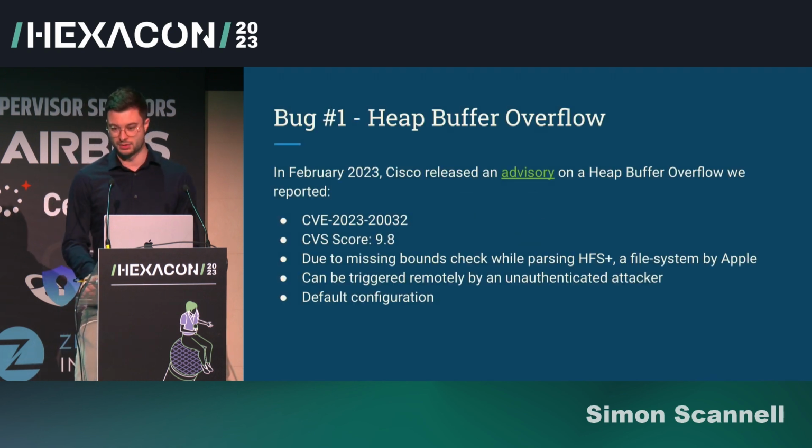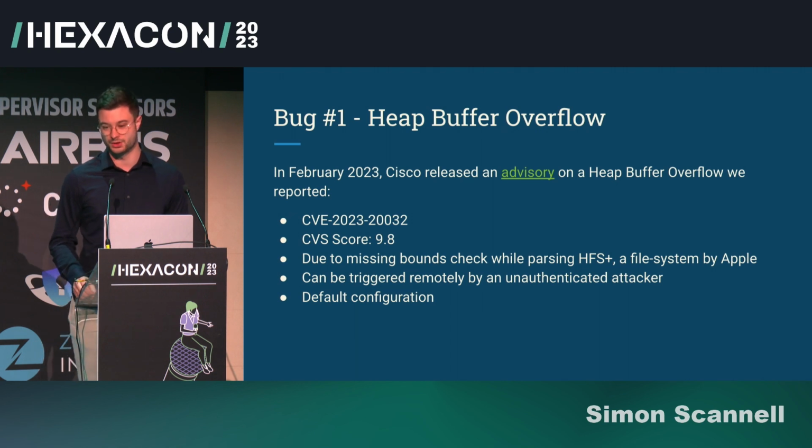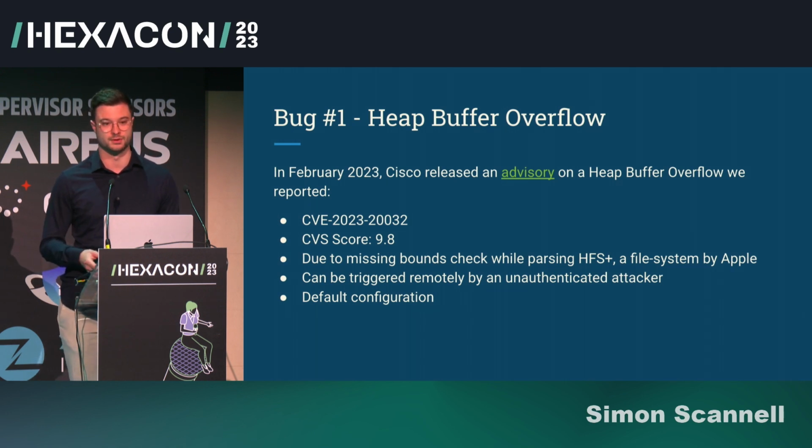So let's get into the bugs. The first bug is a pretty classic heap buffer overflow, and in February of 2023, Cisco released an advisory on a heap buffer overflow that we reported. The CVE is 2023-20032. And the CVSS score was given by Cisco as 9.8, and that was because it can be triggered remotely by an unauthenticated attacker in default configuration. And by unauthenticated, I mean once you get a victim to scan this file, the bug triggers.